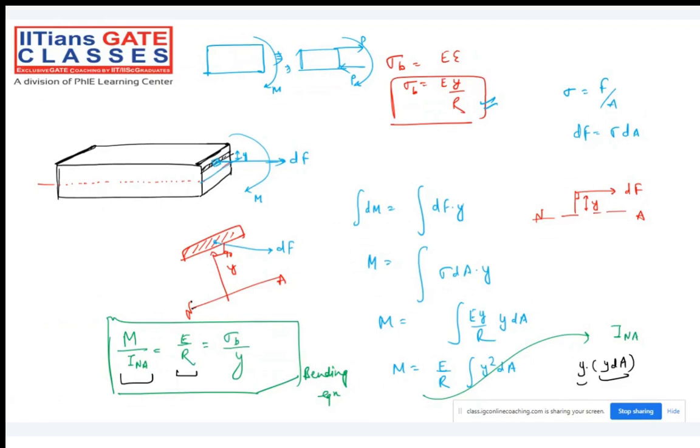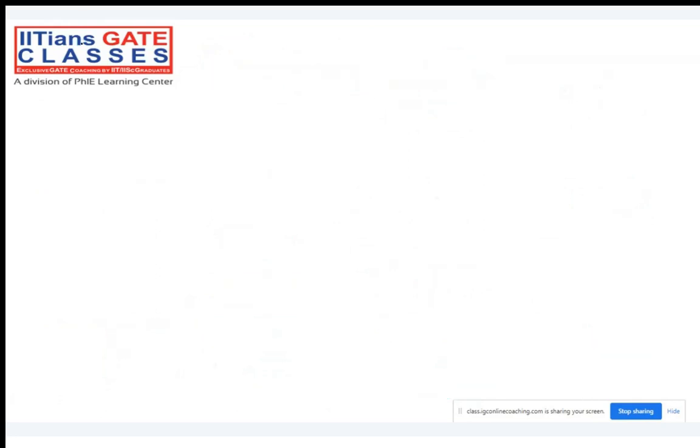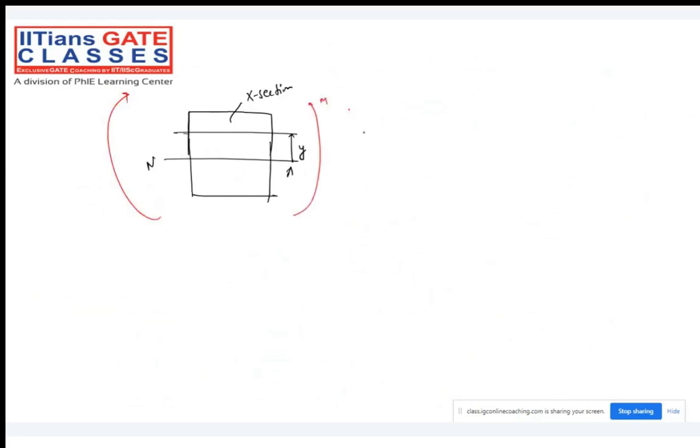Now, note down: whenever any cross section is there, there will be a neutral axis, and there will be a fiber at a distance y. Then we will have bending stress variations, for example like this. At the neutral axis, it will be 0. We are going to have these variations. This is the bending stress variation.